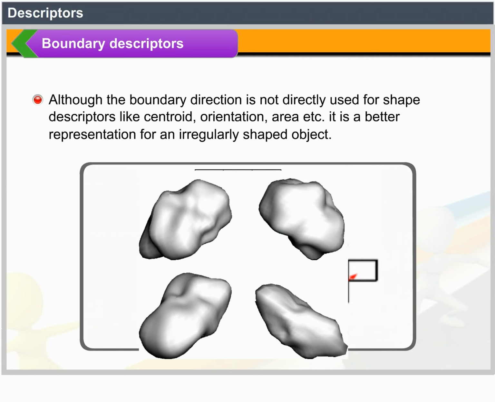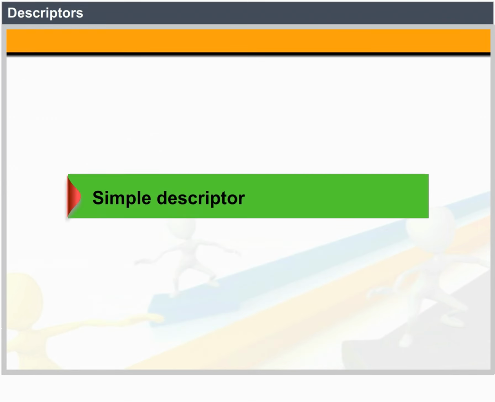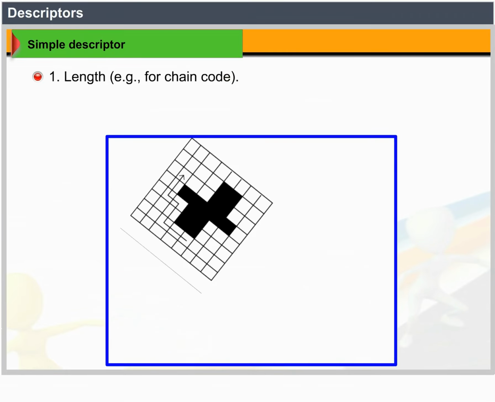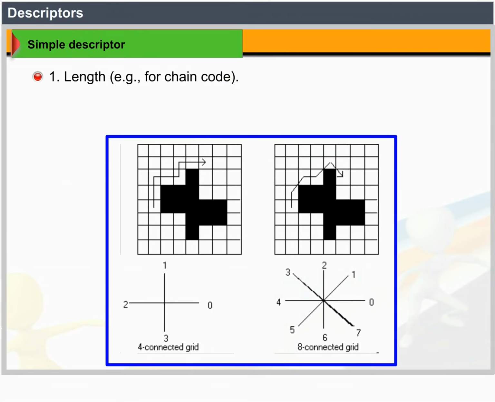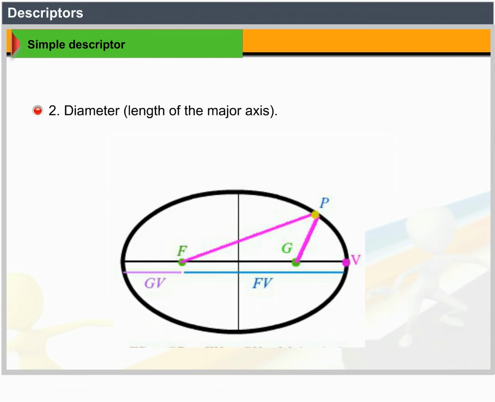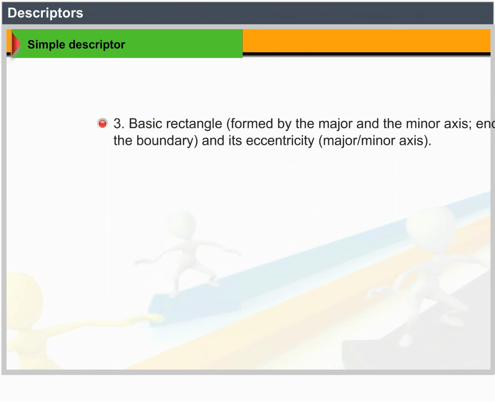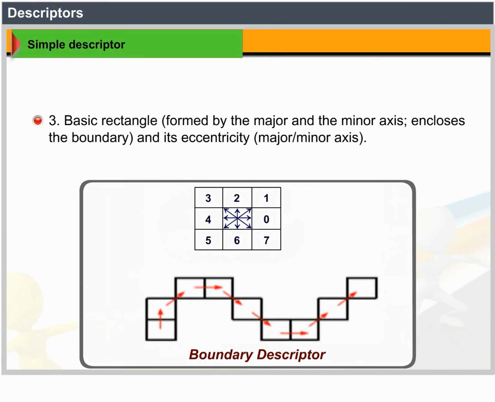Simple descriptors. 1. Length, for example of a chain code. 2. Diameter, the length of the major axis. 3. Basic rectangle formed by the major and minor axis, which encloses the boundary, and its eccentricity. Major and minor axis.